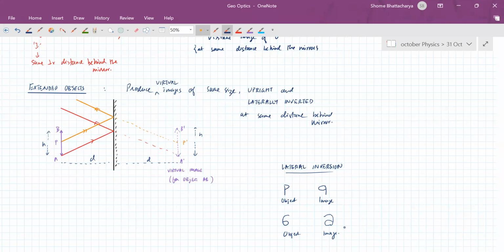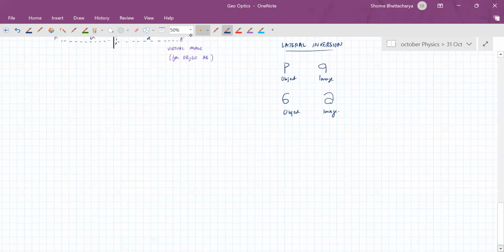Okay, so this is a very simple and obvious part of geometrical optics. Nothing very difficult here. So let's look at a typical application example type of question.